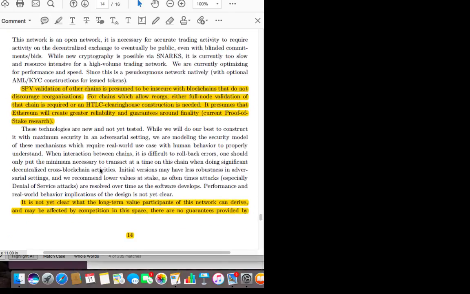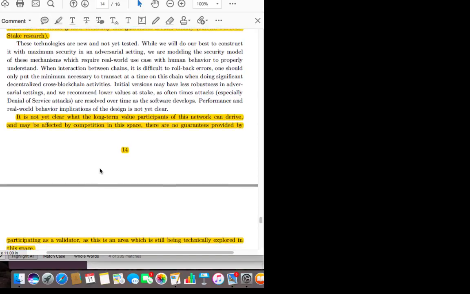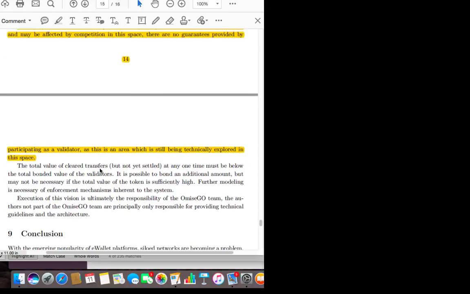Let's see what else we got here. So it goes on to say in this paper, though, that it is not clear what the long-term value participants of this network can derive, and may be affected by competition in the space. There are no guarantees provided by participating as a validator, as this is an area which is still being technically explored in the space. Very interesting.